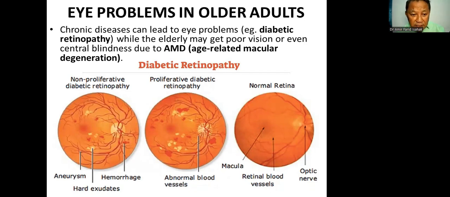And then on the left side, a non-proliferative diabetic retinopathy, where the blood vessels are there, but they're all abnormal, with the bleeding, with exudates, and with aneurysms.